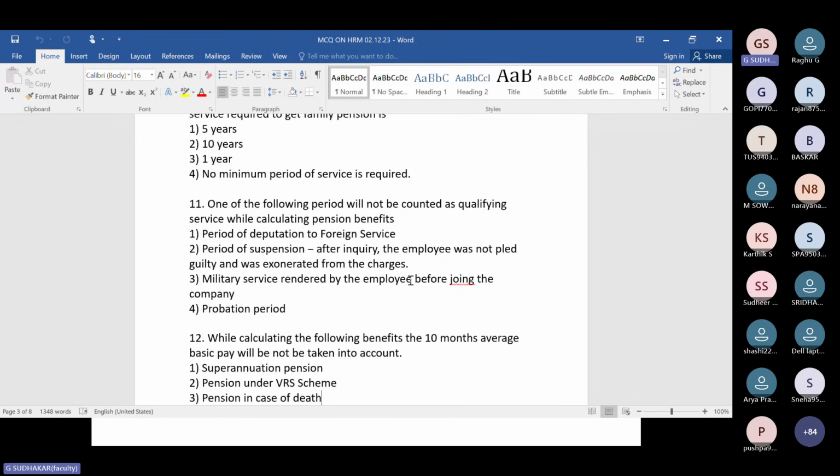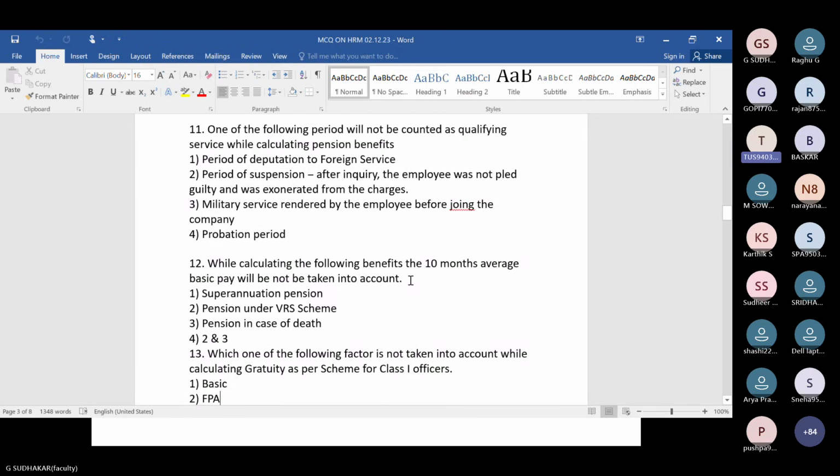He is getting pension there. Why should I take the military service? So when he joined the company, the period from that date will be counted for the pension. He is eligible only for proportionate pension, not the full. Suppose if he added military service, he already has 17 years plus 17, 34 years, he would get full pension again here. Okay, the correct answer is military service rendered by the employee before joining the company.